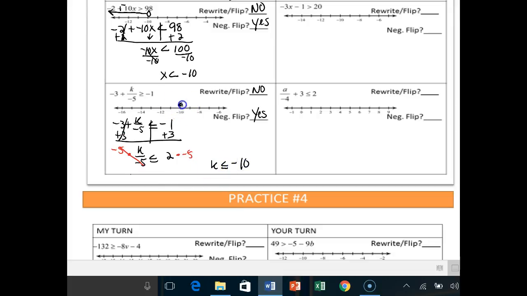So a closed circle at negative 10, pointing to the left, are all numbers less than or equal to negative 10. Again, if you forgot your integer rules and came up with 10, you should look up at the graph and be like, I don't see a positive 10, so I must have messed up on my multiplying integers. I'd pause and try and do the your turn problem.